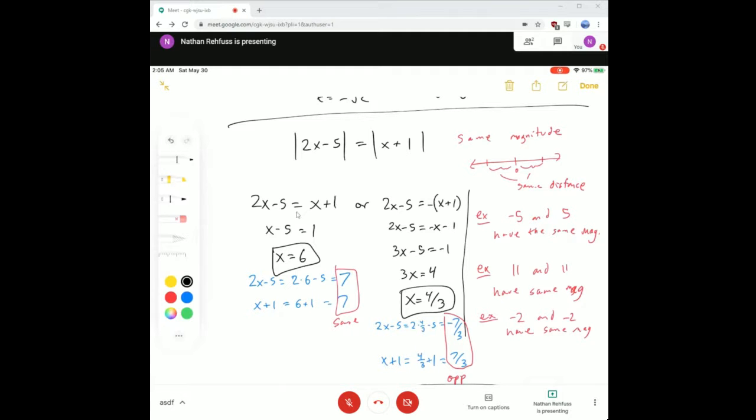If I assume that they're the same, I'll just set them equal to each other. 2x minus 5 is the same as x plus 1. So I subtract x, add 5, and I get x equals 6.